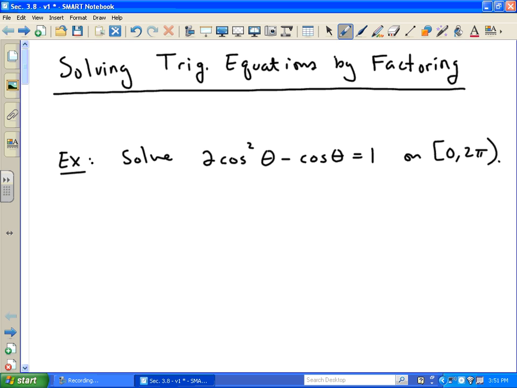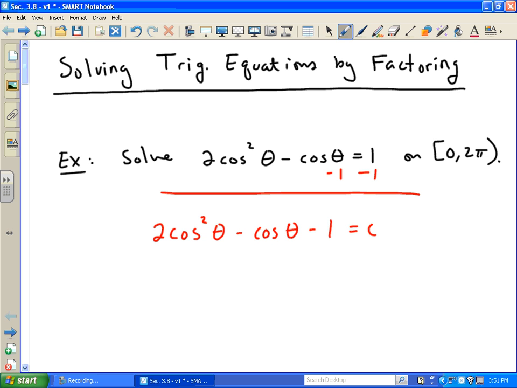To factor, you know you must get 0 first on one side. So what I'll do is I'll subtract over the 1. So I'll have 2 cosine squared of theta minus cosine of theta minus 1 equals 0. So I've got the 0 on one side that I need. Now, try factoring as the product of two binomials. All right? The first two terms must multiply to 2 cosine squared of theta.